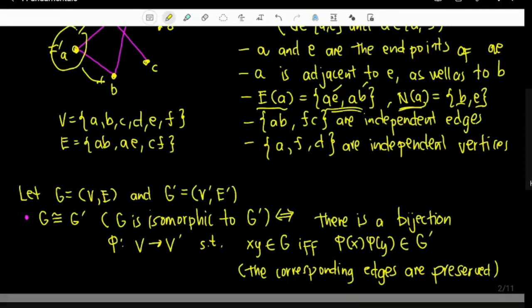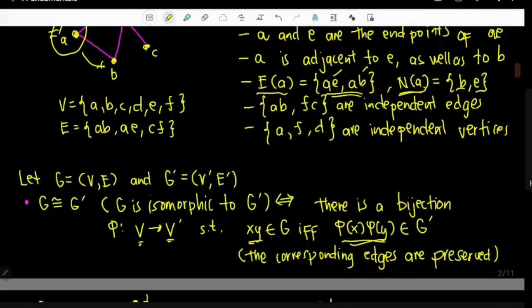Ibig sabihin ng isomorphism, pwede mong i-relate, may one-to-one correspondence between the vertices. Ibig sabihin, kung gaano karami yung vertex V, ganoon din dapat karami yung vertex V prime. Of course, similarly, dapat ganoon din karami yung edges, and at the same time, kung ano yung corresponding edge sa graph G, dapat yun din yung corresponding edges sa graph G prime. So, pag ang XY ay edge sa G, dapat yung image nila edge din sa G prime. So, yun yung ibig sabihin ng isomorphism.